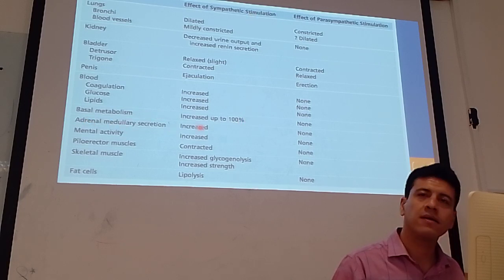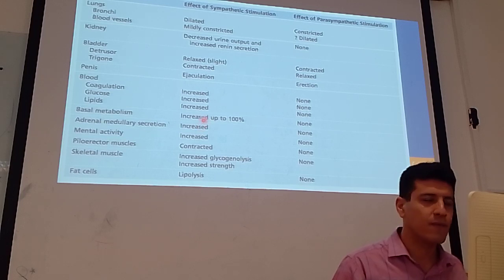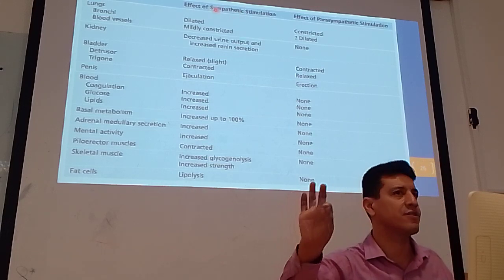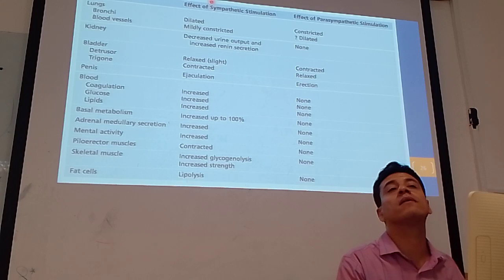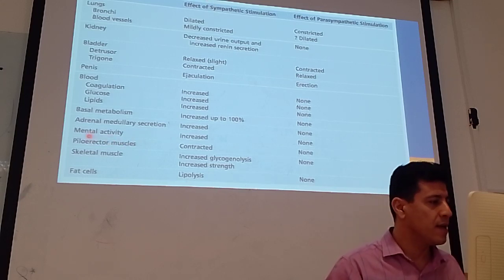Adrenal medulla secretes norepinephrine and epinephrine. Right? When sympathetic stimulation happens, remember that I told you there is only preganglionic innervation to that. Yes, they secrete norepinephrine and epinephrine, catecholamines, right? Mental activity increases by the sympathetic stimulation.